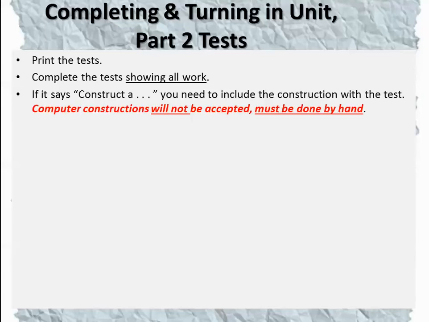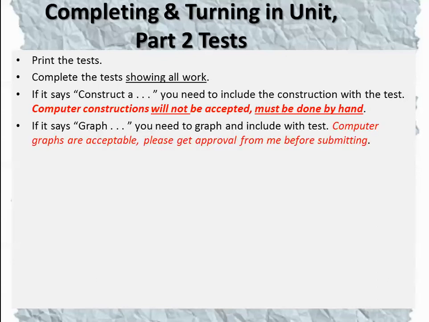If it says construct A, which you're going to be doing on this Part 2 test, you need to include the construction with the test. Computer constructions will not be accepted. They must be done by hand. And again, if it says to graph something, computer graphs are acceptable, and actually in this Part 2 test I give you a link to a video that shows you how to do graphing in OpenOffice or Microsoft Word.